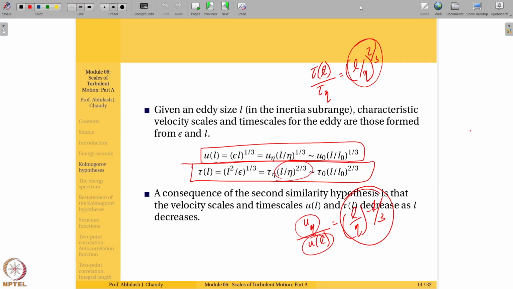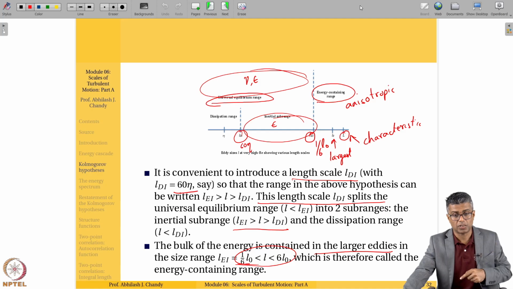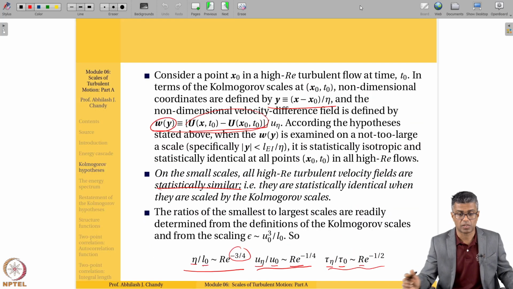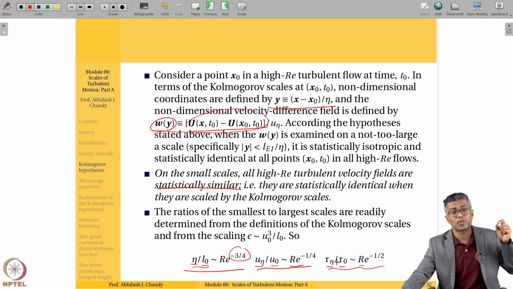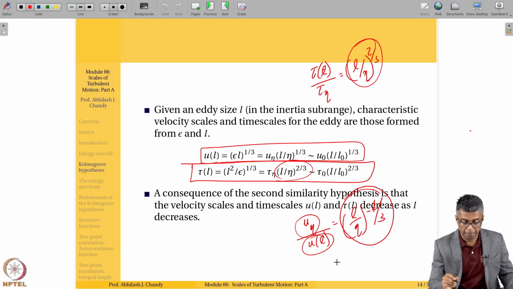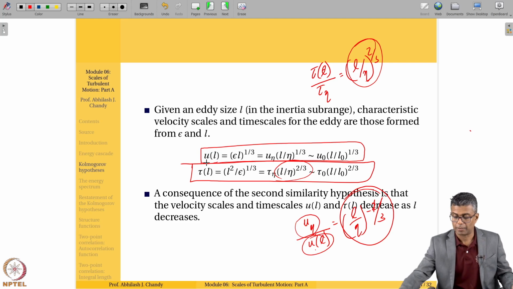As a result, we derived some relationships for the smallest length scale to the largest length scale, which was this one. And also in terms of the inertial subrange, we had derived this one: U eta over U_L, the velocity scale associated with the length scales in the inertial subrange. So we derived all that.